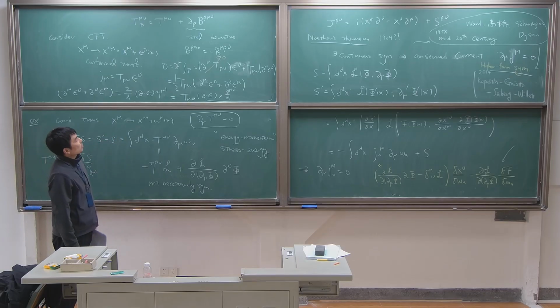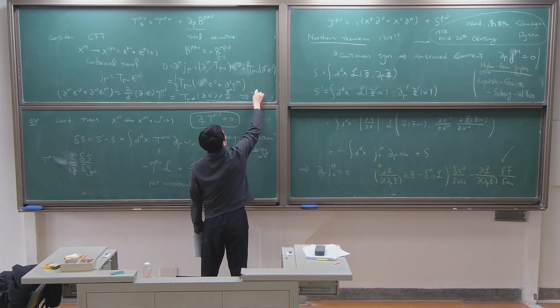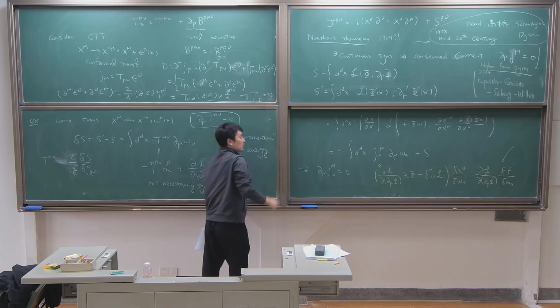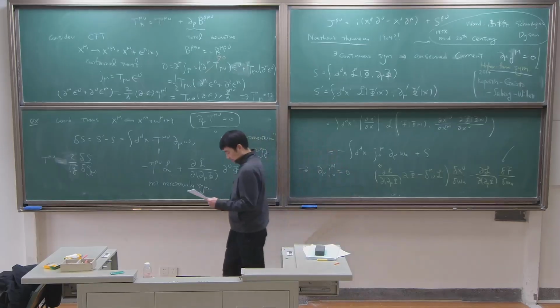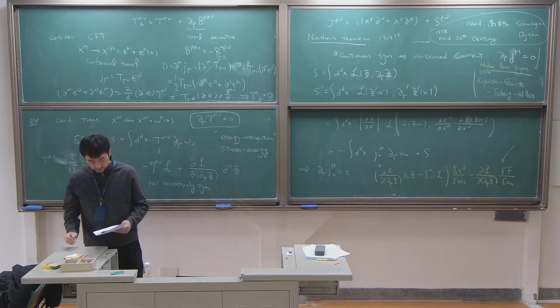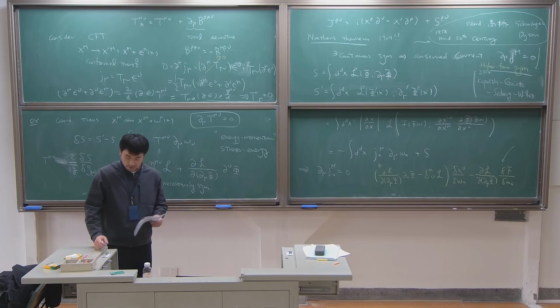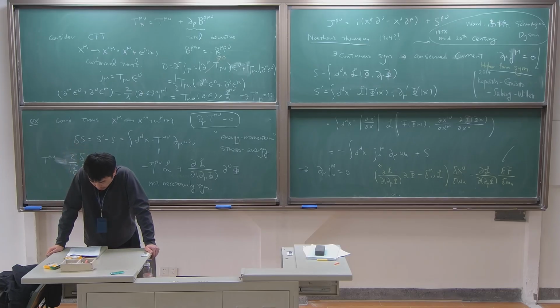So this means that T mu nu is traceless. Under conformal transformation, in the conformal field theory, the stress energy tensor should be traceless. That's the consequence of this Noether theorem. Any questions at this moment?